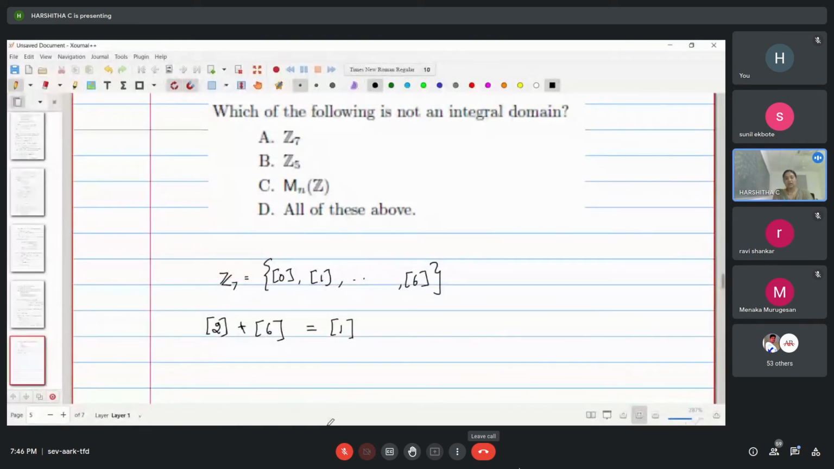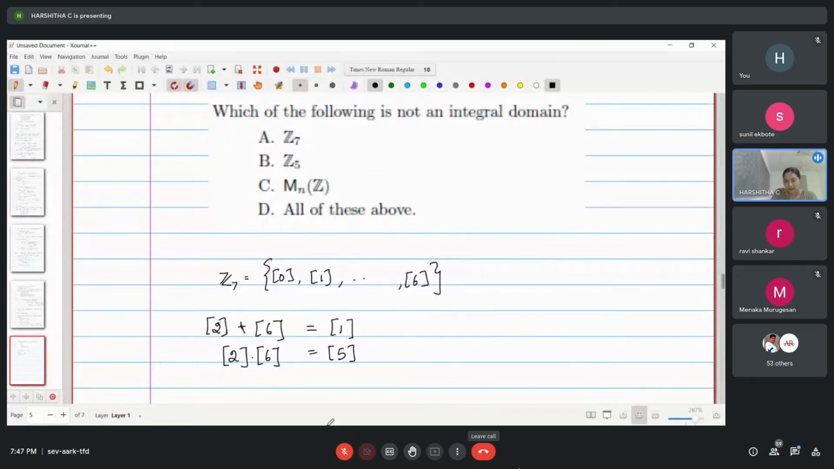Okay, so how do you add two elements in Z7? You take whatever is inside the integers, 2 plus 6, and you look at the remainder. And the same thing for multiplication. Suppose you want to do 2 into 6. So you do 2 into 6, which is 12, and then you look at what remainder it leaves when you divide it by 7. 5. Yes, 5.